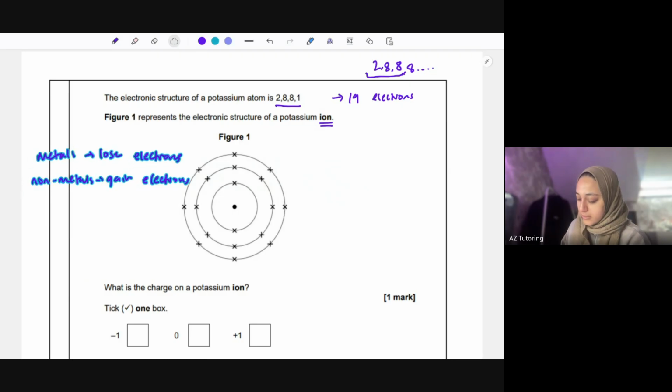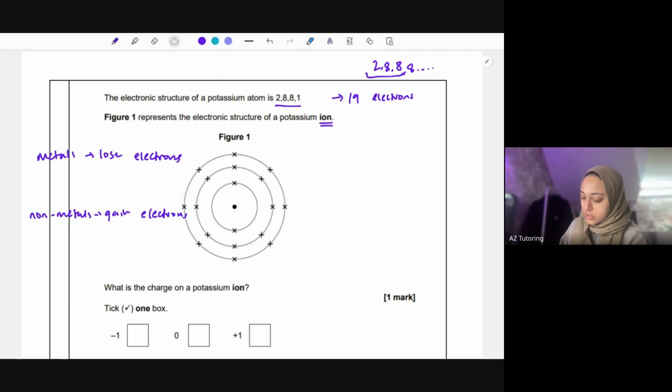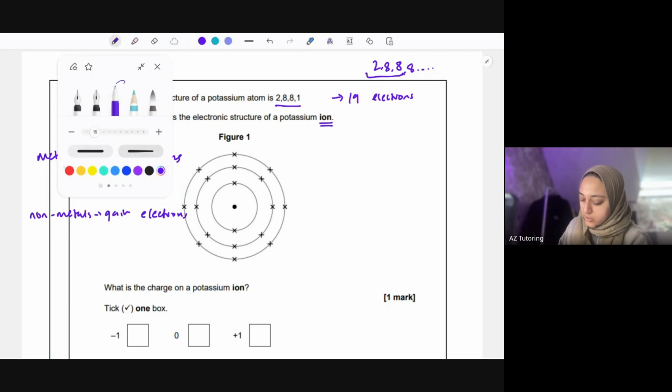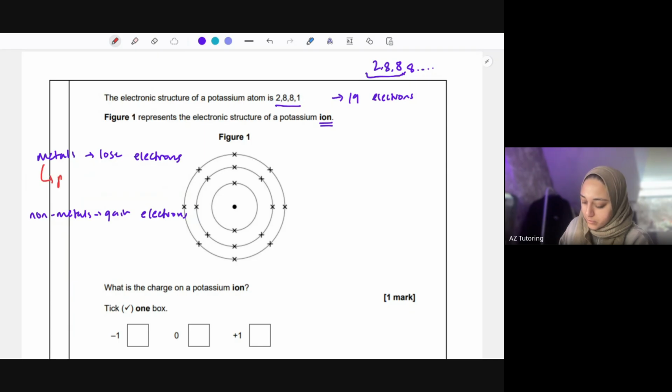So I'll just put this here. The charges of metals: they lose electrons and they become positive ions. So in this case, the potassium becomes a positive ion. And non-metals become negative ions when they gain electrons. And depending on the charge of that ion, like 1 plus, 2 plus, 1 minus, 2 minus, depends on how many electrons they've lost or gained.